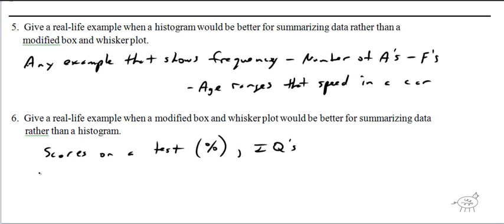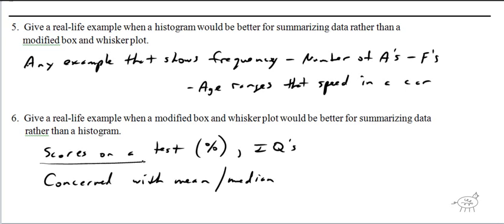So scores on tests, IQs: if you're concerned with the mean or median, remember, mean is your average, you add the numbers up and you divide, you definitely want the box and whisker plot. With a histogram, it doesn't really show too much about median and mean. So anyway, scores on tests or individual IQ numbers would be best for a modified box and whisker plot.